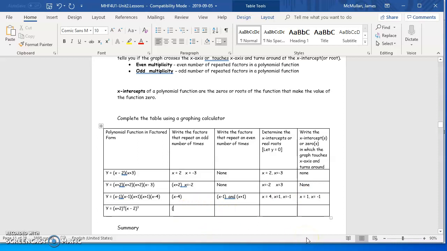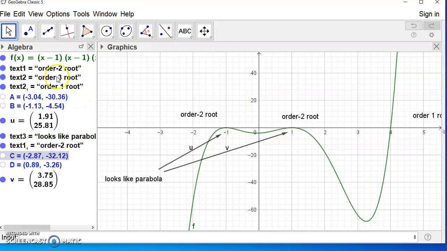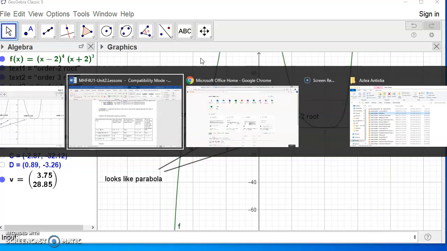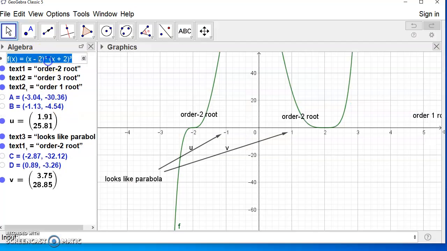So quickly, the last one: an odd number of times would be x minus 2, and an even number of times would be x plus 2. The x-intercepts would be x equals negative 2 and x equals 2. The one that's going to bounce, we can predict, will be at x equals negative 2, because that is the factor that is repeating 4 times. So let's draw this one just so we're confident. It was x minus 2 to the 4 and x plus 2 to the 3. I've got that backwards, sorry. It should have been x plus 2 to the 4 and x minus 2 to the 3.